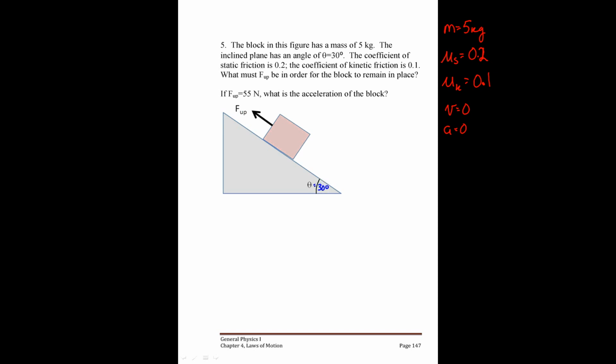Let's label our forces here. I have several forces at work. I have the normal force. I have the weight of the block.